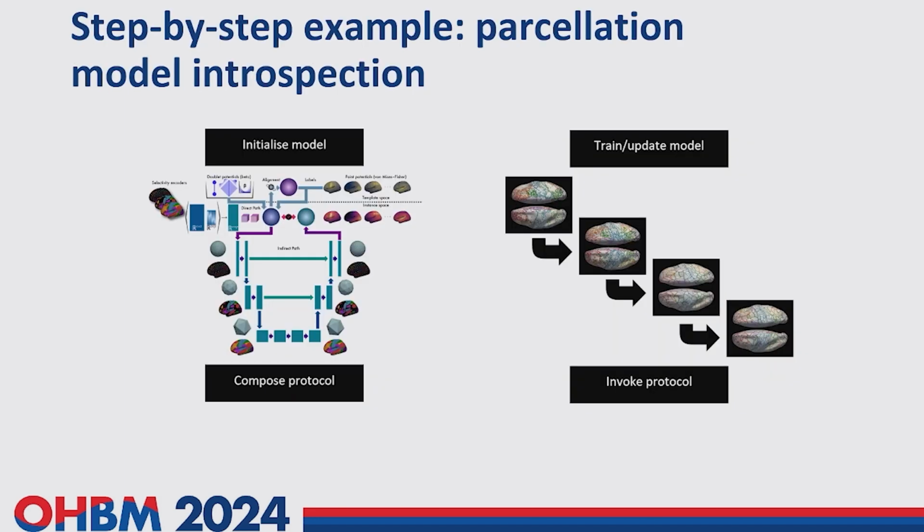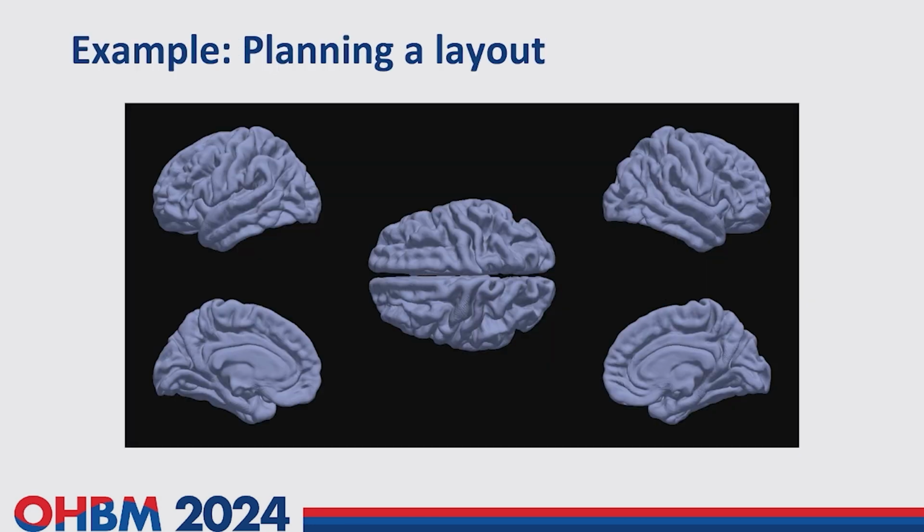So let's walk through a more detailed example from our own work of how this visualization system might be used. Say we have some model that we're training to learn brain parcellations from data, and say we want to do some model introspection every few training steps. So we want to visually check on the model's progress. The compositional architecture of our visualization engine is well matched to this setting because we can define our protocol at the time we initialize our model, and then we can repeatedly invoke our protocol to produce a new artifact whenever we complete a training epoch.